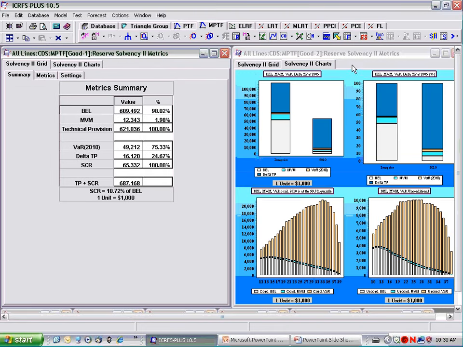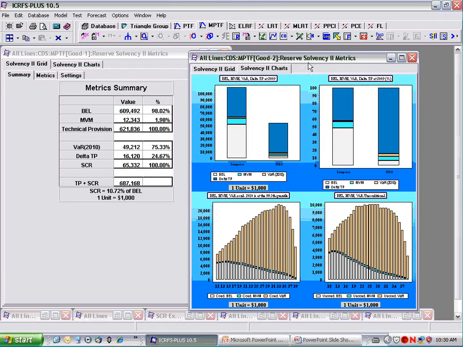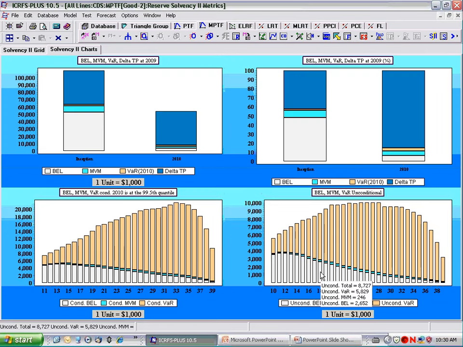Let me just look again at the one line of business, which is LOB 4, which was extremely volatile. If you look at year 11, you could see that this is the unconditional distribution. So the total amount of money you will need, which is the BEL, the MVM, and the VAR, is 7.491 million.